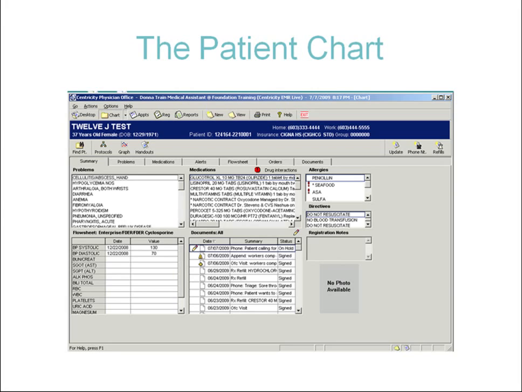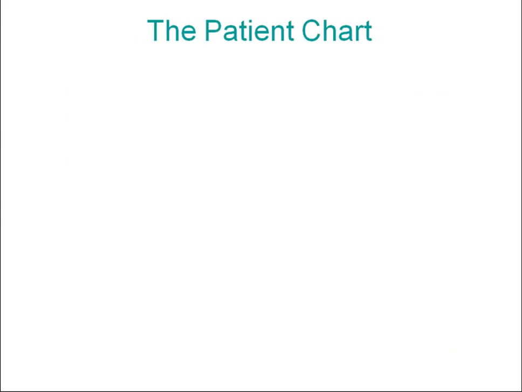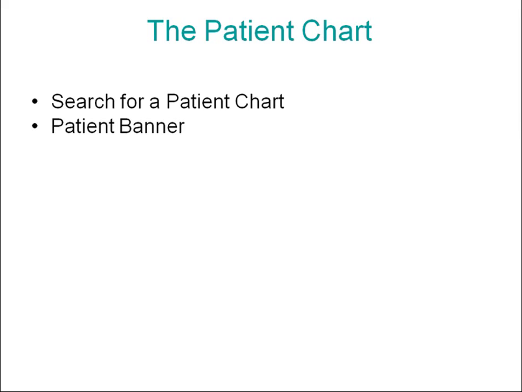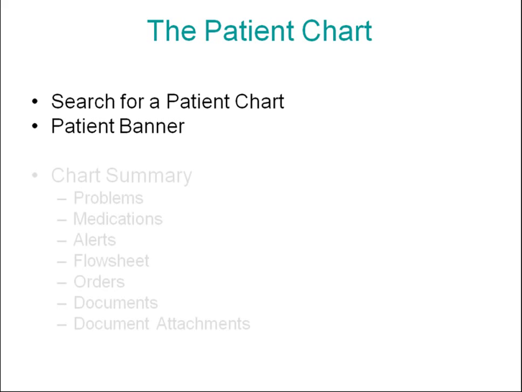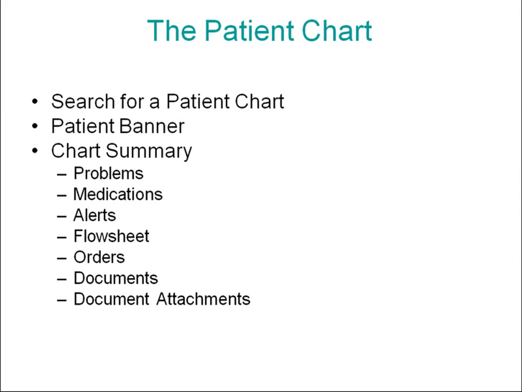Module 1, Part 2, the patient chart. In this module, we will search for a patient chart, explain the patient banner, and review the patient chart summary, which will include problems, medications, alerts, flowsheet values, orders, documents, and document attachments.